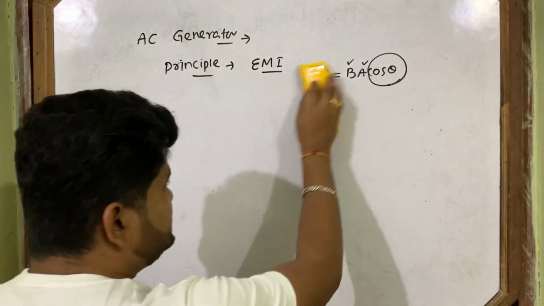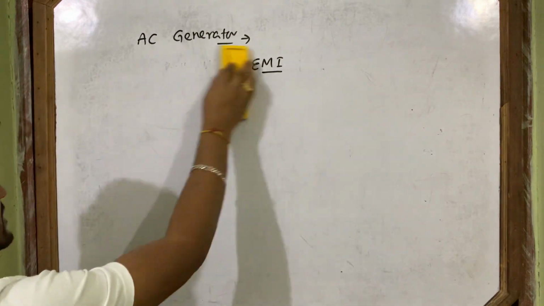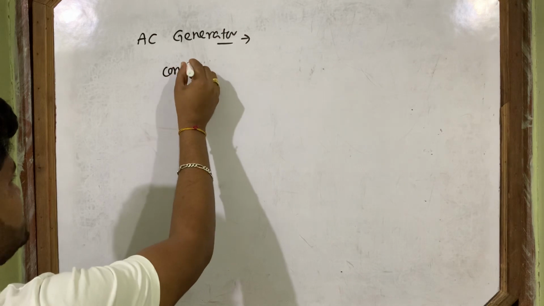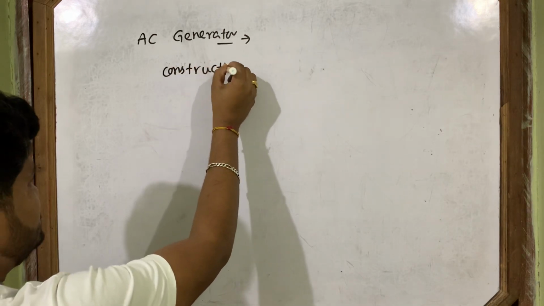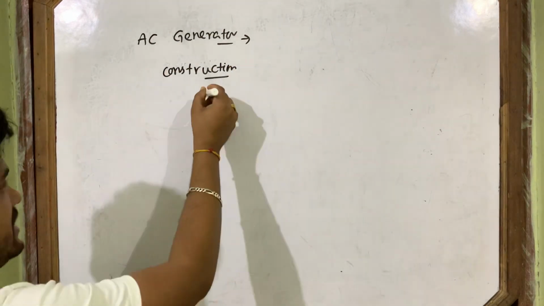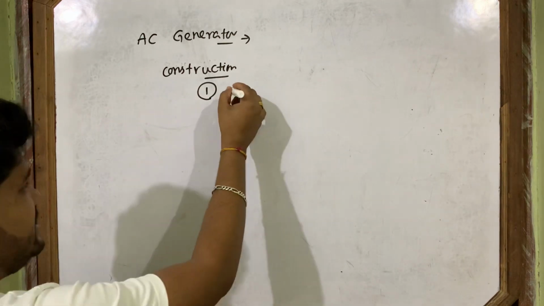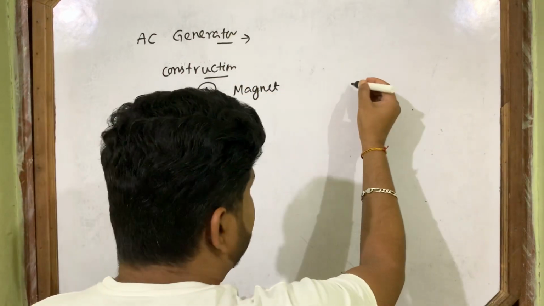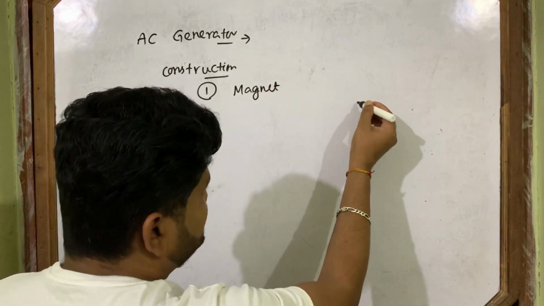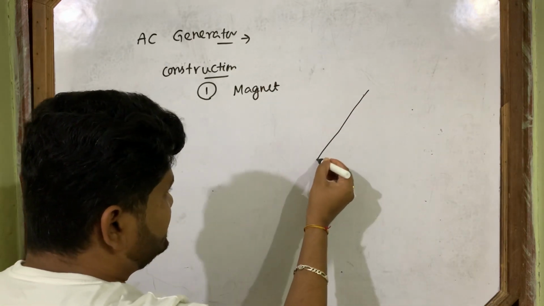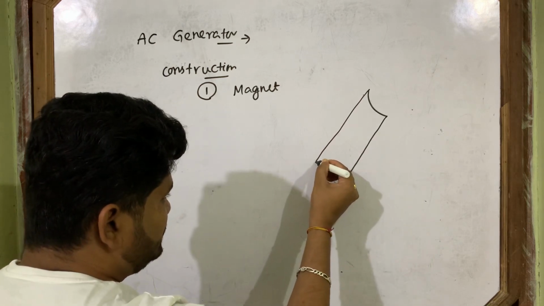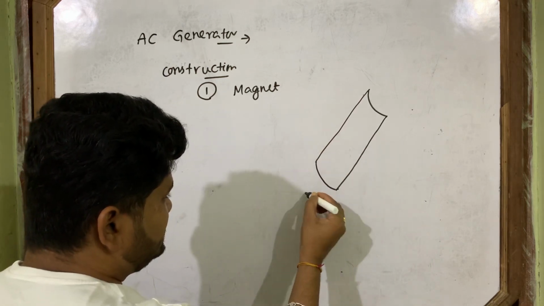So let's come to its construction. What is the construction of this AC generator? The first important part of its construction is the magnet. Horseshoe shape, two pole pieces. I'm drawing the figure here. So this is the horseshoe-shaped magnet with two pole pieces.